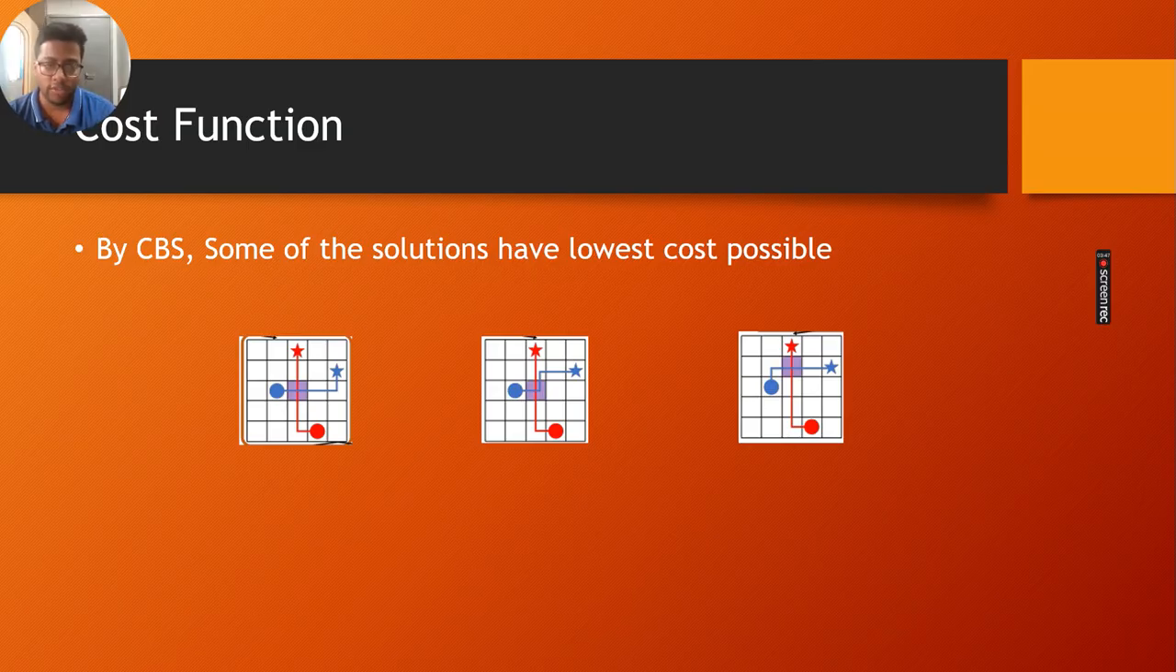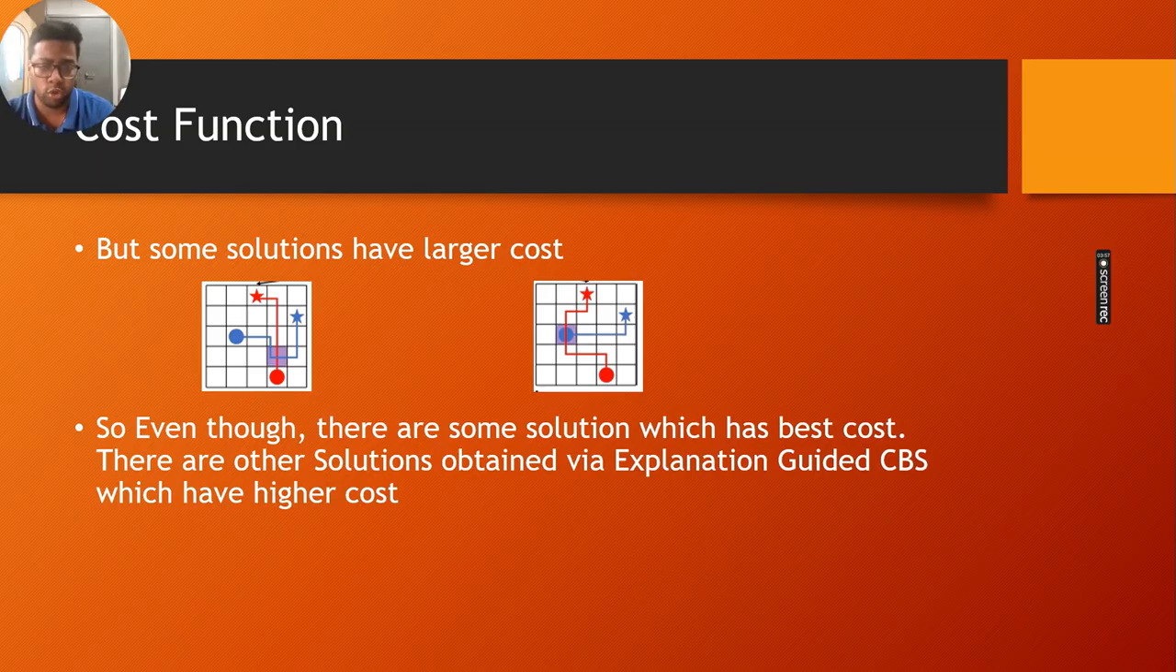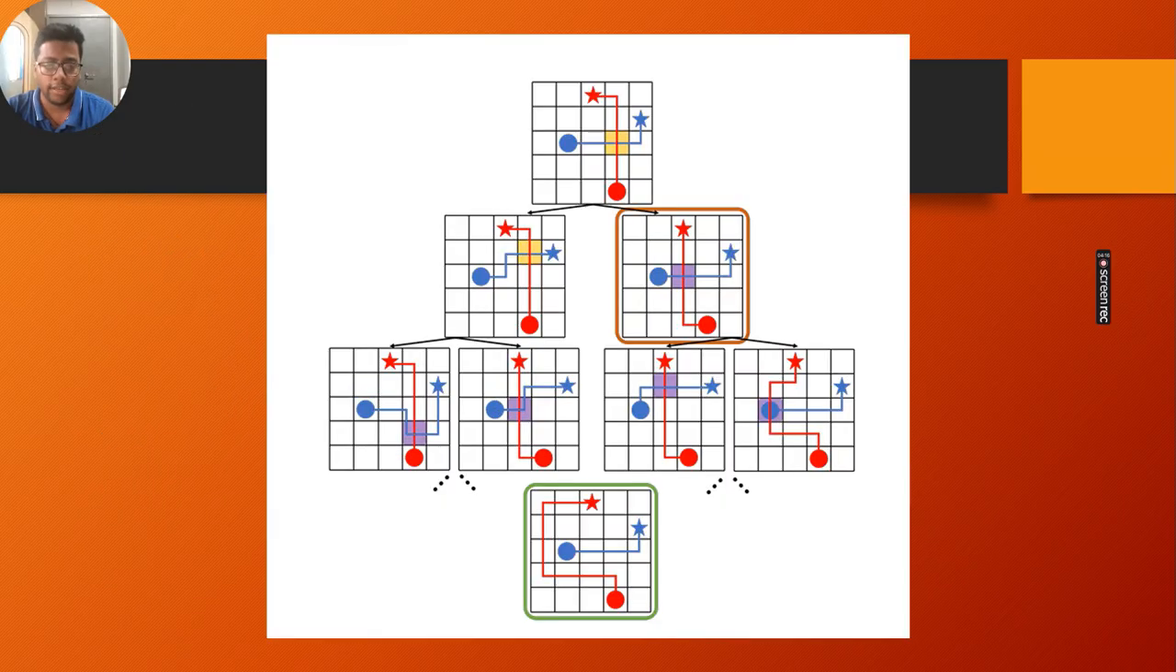So by CBS, we have some of the lowest cost possible, like the three diagrams. These have the lowest Manhattan distance, but we also have these two solutions. These have higher paths. So even though some solutions have the best cost, there are other solutions obtained via explanation guided CBS which have higher cost. Like here, the solution at the bottom does not require an explanation, but it has a higher cost, and it can be found faster.